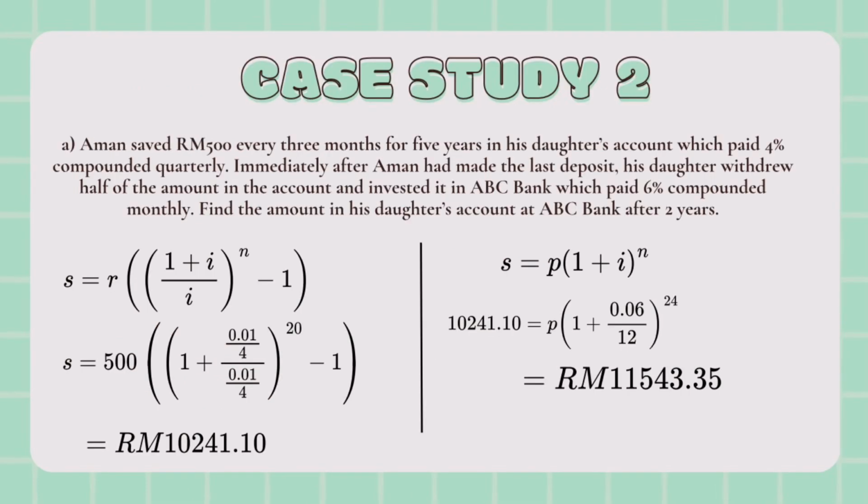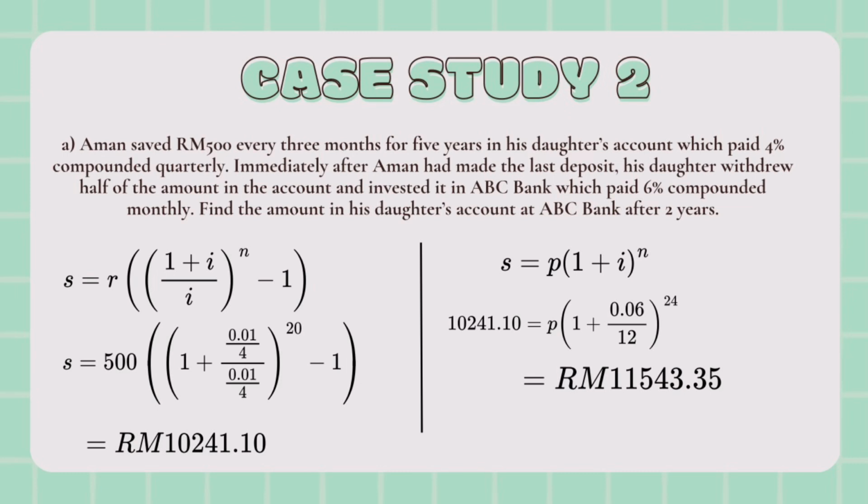Thank you. Aman saved 500 ringgit every 3 months for 5 years in his daughter's account, which paid 4% compounded quarterly. Immediately after Aman had made the last deposit, his daughter withdrew half of the amount in the account and invested it in ABC Bank, which pays 6% compounded monthly. Find the amount in his daughter's account at ABC Bank after 2 years.